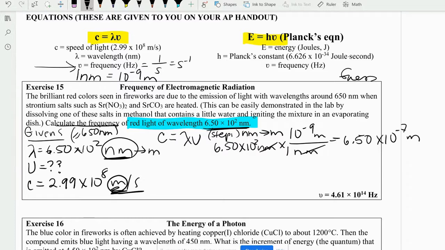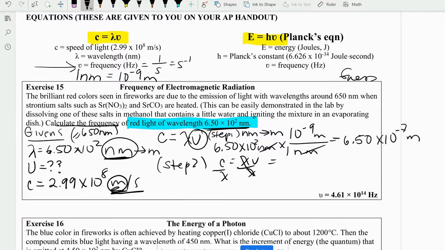So now I have my length units all matching. So that's the first step I'm going to do. And now let's just go ahead and solve for the problem. We know we're going to use the speed of light equation up here, but we need to rearrange that equation to solve for frequency. And so what you would easily do here, if this is the equation, to get frequency or nu all by itself, you would divide by lambda on both sides.